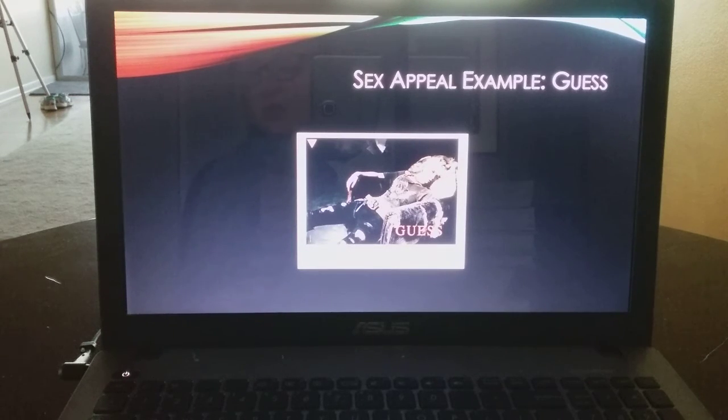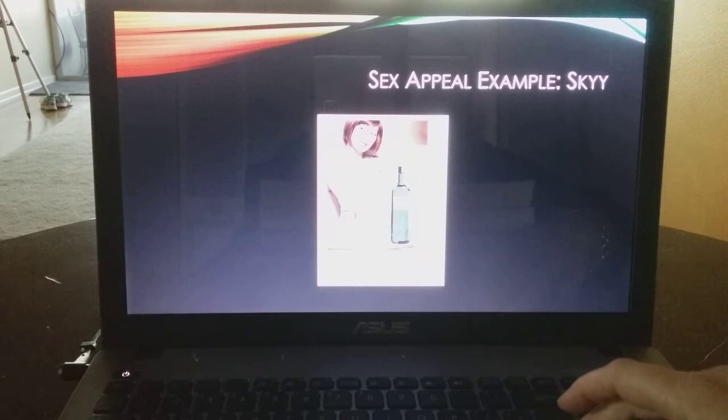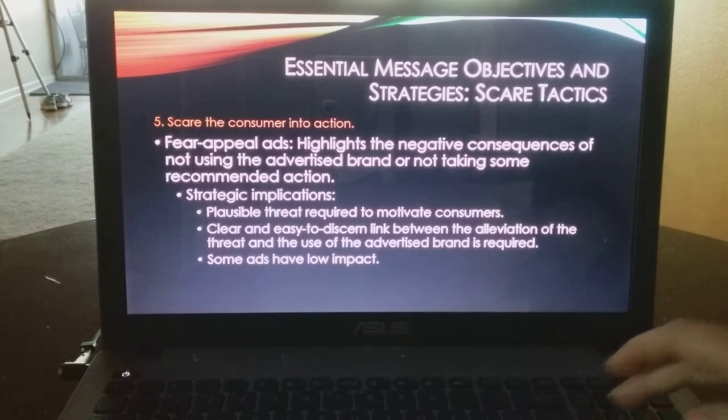So here's an ad for Guess Jeans. That would be an example of a sex appeal ad. Next one, SKYY vodka. If you can see the ad in the slides that you downloaded, there's two glasses there, and an attractive woman. So you associate this with SKYY vodka.